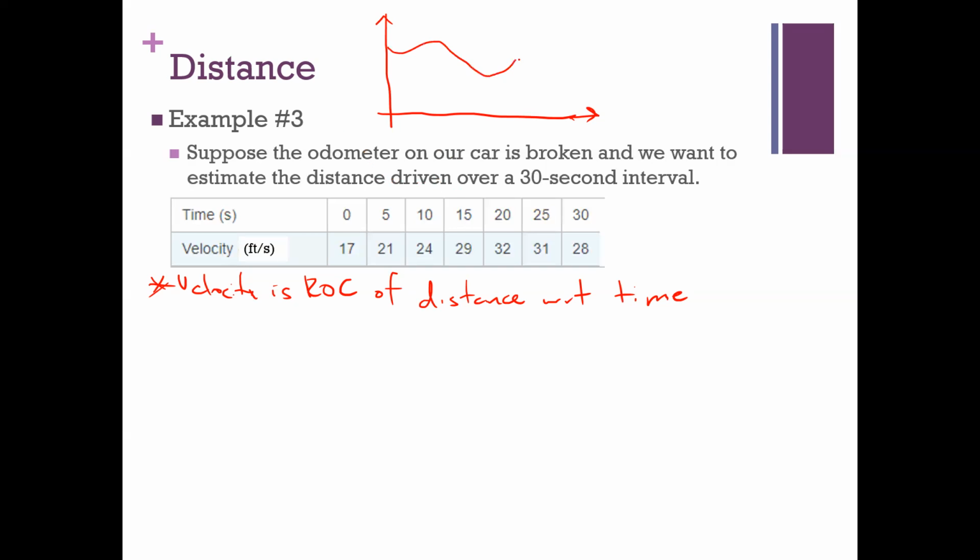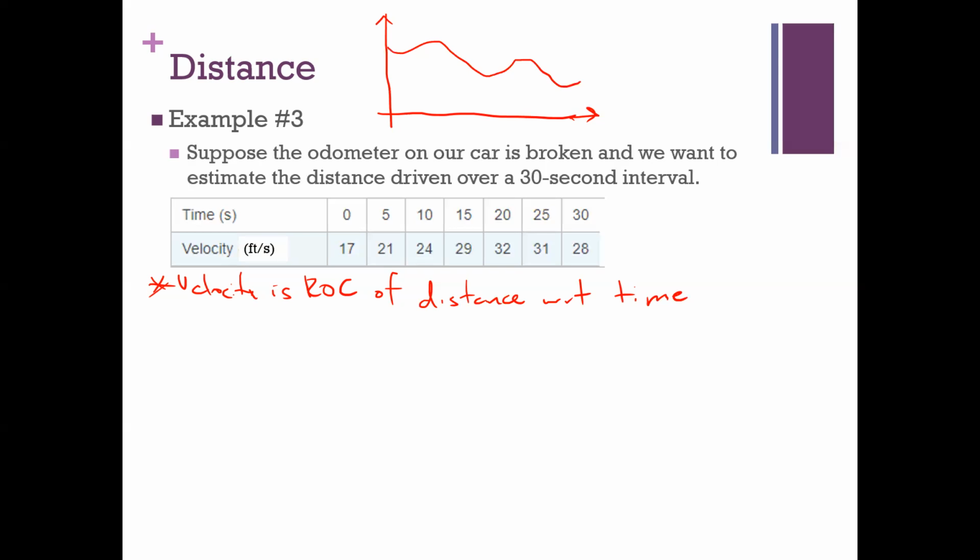Let's say our velocity is represented by that function there. Probably not accurate with this table here, but that's okay. I want to find my distance over a 30-second interval. For how many times do I know my velocity? 7 times. I know it is 7 times, right?